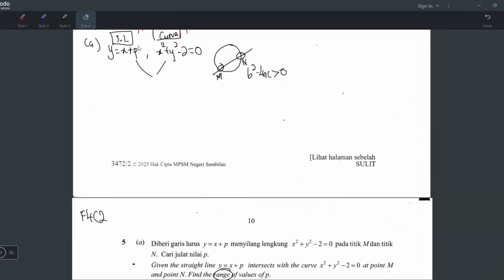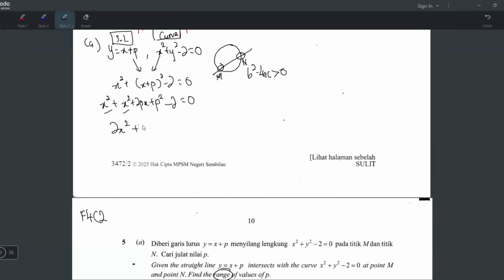I'll just do cara penggantian sebab y sudah single, so just ganti masuk saja. So it will become x squared plus y squared minus 2 equals 0. The y I have to substitute: x plus p. Now I have to kembang and then tukar jadi general form, and then do b squared minus 4ac bigger than 0. Expanding, you get x squared plus 2px plus p squared, and then minus 2 equals 0. x squared plus x squared is 2x squared, and then 2px plus p squared minus 2 equals 0.